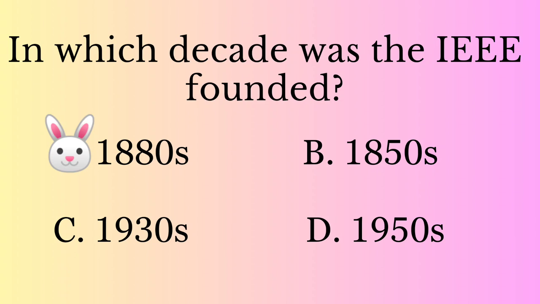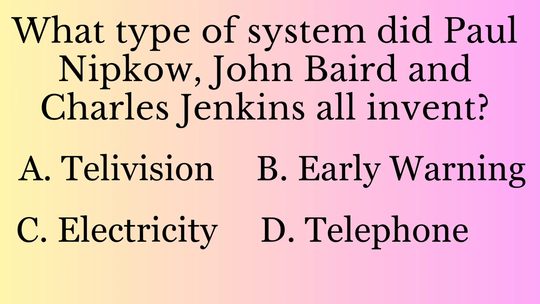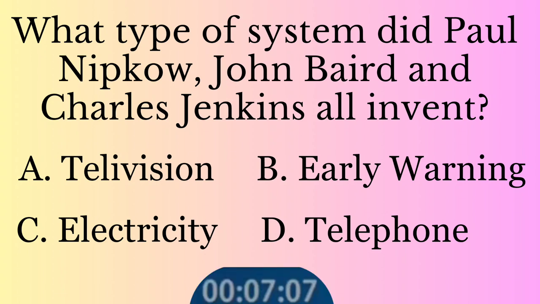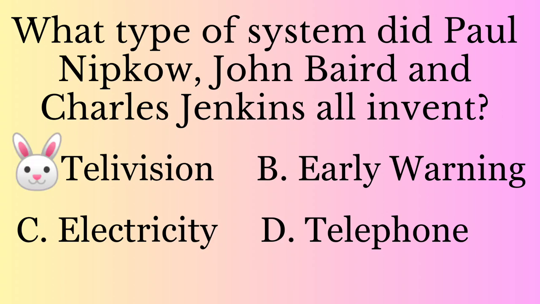1880. The Institute of Electrical and Electronics Engineers was formed in 1963 by the merger of the Institute of Radio Engineers, founded in 1912, and the American Institute of Electrical Engineers, founded in 1884. What type of system did Paul Nipkow, John Baird, and Charles Jenkins all invent? Television. All the inventors mentioned invented an early mechanical television system.